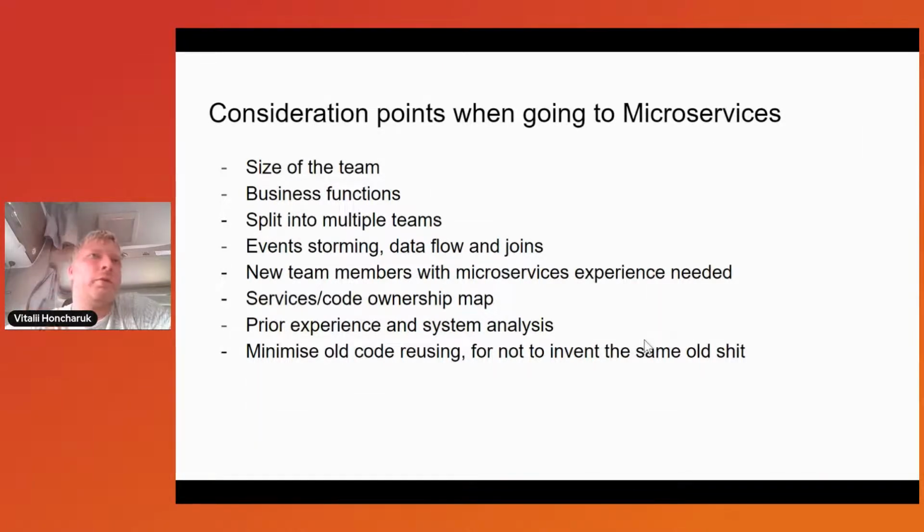If you have a big team, you need to split into multiple teams so they can focus mostly on their topics to make development faster. Definitely they will need to communicate to compare their communication contracts and agree on them, and this is required for all teams who work with microservices. Also event storming, data flow, and joins, I already talked about that, so it's a topic to consider.